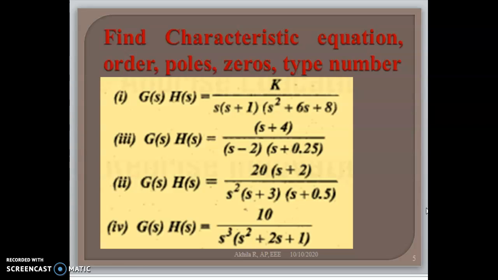And in the last example, the expression is 10 divided by s cube into (s square plus 2s plus 1), which makes it a 5th order system. And as you can see, you have 3 poles at the origin. So this is going to be a type 3 system.